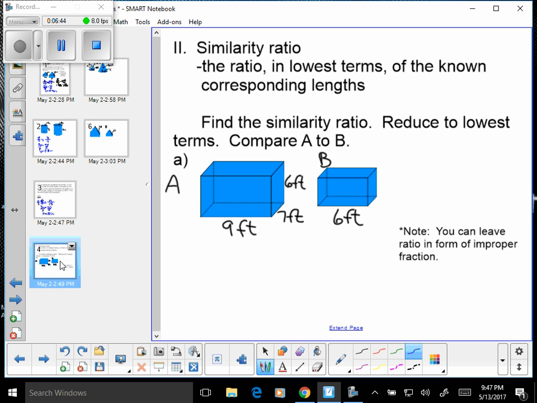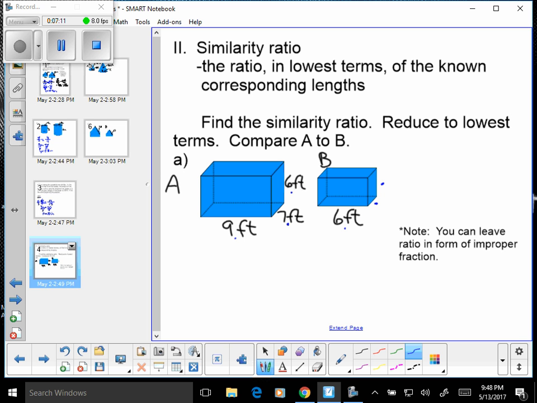Now, I have to find the corresponding parts. This 6 would correspond with this height over here. I don't know that height. This 7 would correspond to the length over here with B, and I don't know that. This 9 does correspond to 6. They are both the lengths.